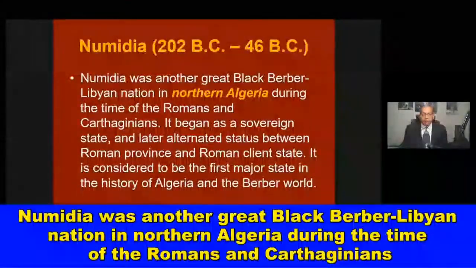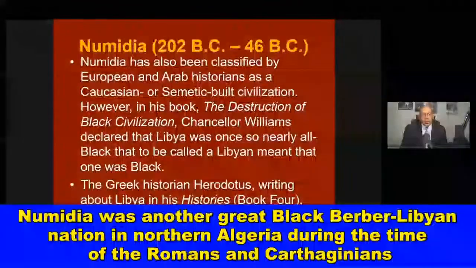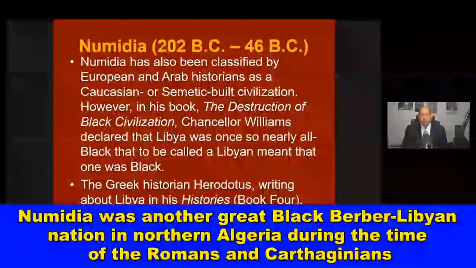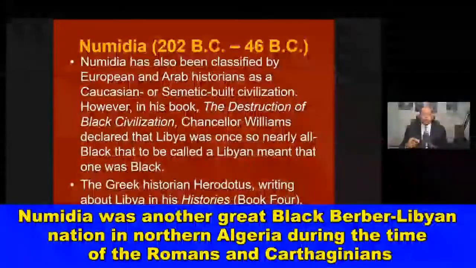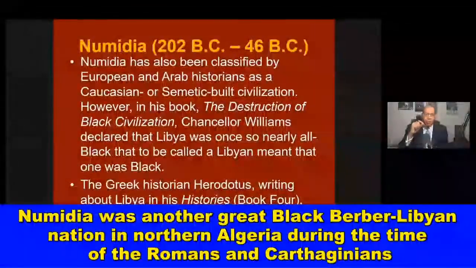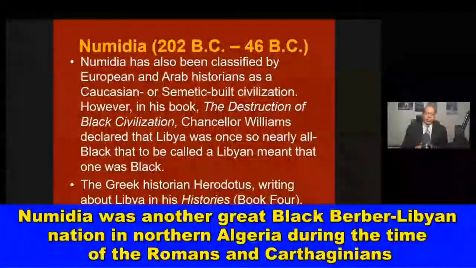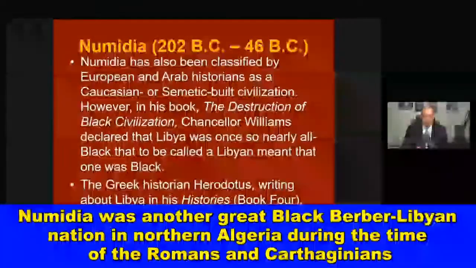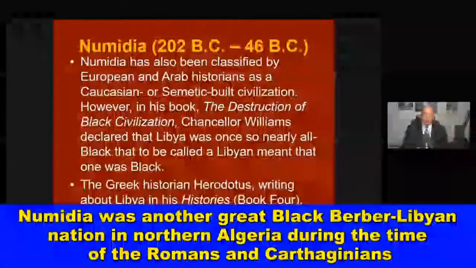Now, Numidia has also been classified by European and Arab historians as a Caucasian or Semitic-built civilization. However, in his book, The Destruction of Black Civilization, Dr. Chancellor Williams declared that Libya was once so nearly all Black that to be called a Libyan meant that one was Black.